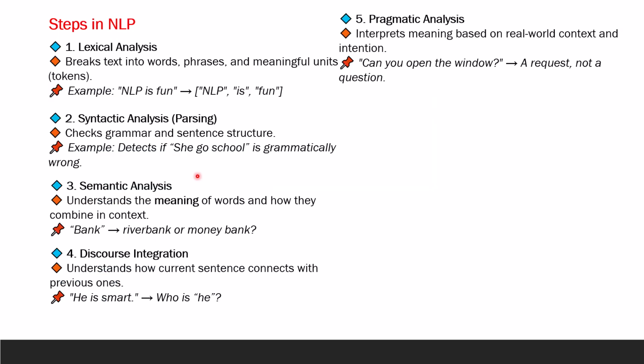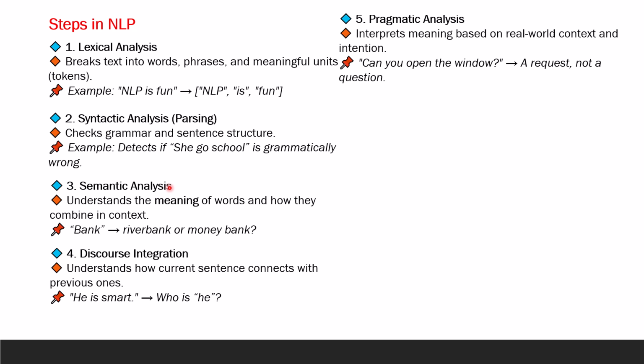Now there are some steps here: lexical, syntactic analysis, semantic analysis, discourse integration, pragmatic analysis. These 5 steps are most important here. First, coming to lexical analysis, it breaks the text into words. Lexical analysis splits the text into tokens like words or phrases. You can see this example. Coming to syntax, it checks if the sentence is grammatically correct or not.